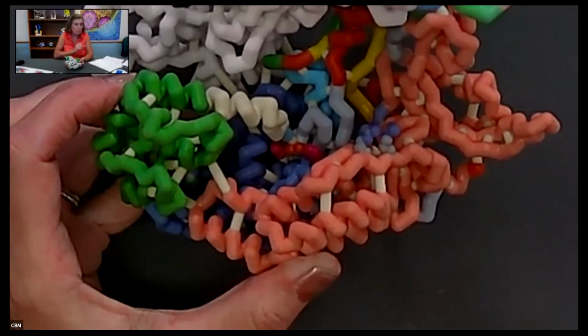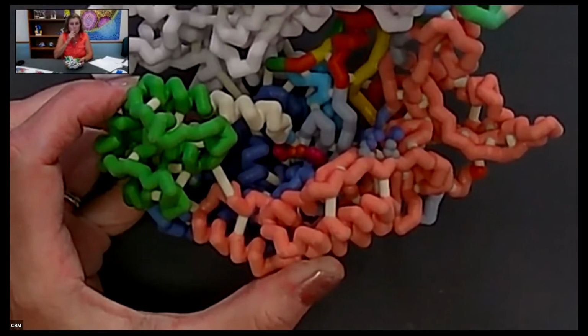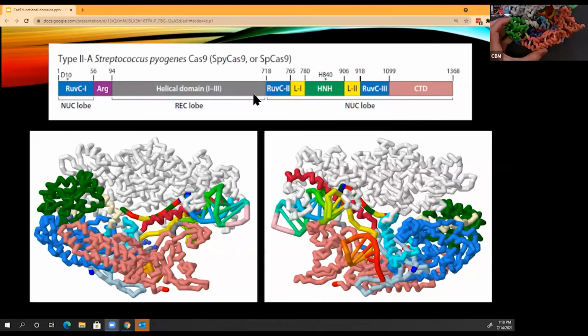Okay, so hold on a second, Diane, because I can't see both the model and what you're showing. Okay. So you're wanting them to mark. Right, I want you to take notes up here. So we got D10 is part of the catalytic site. And then we've got glutamic acid 762 and histidine 983. And tell me what you see when you map those out.